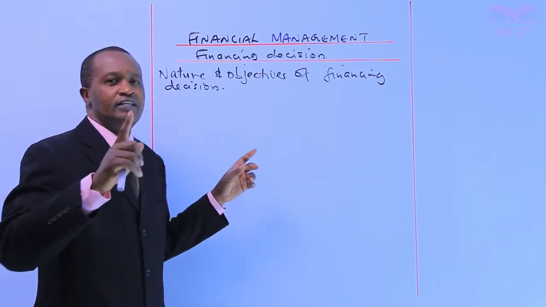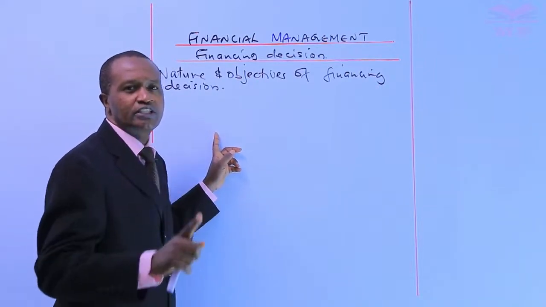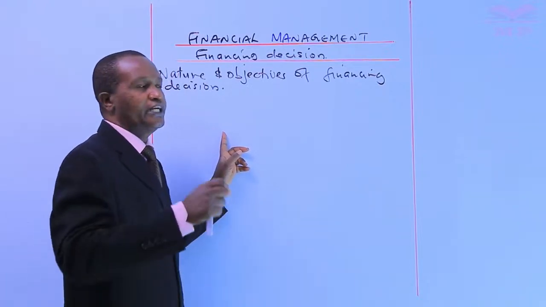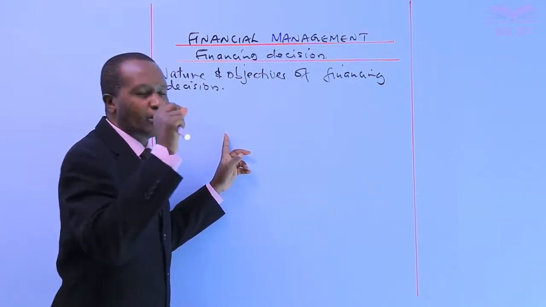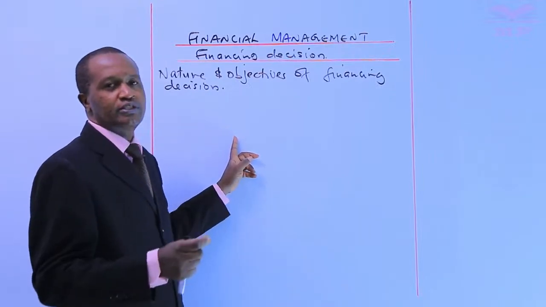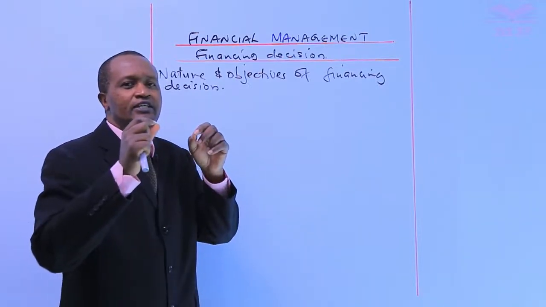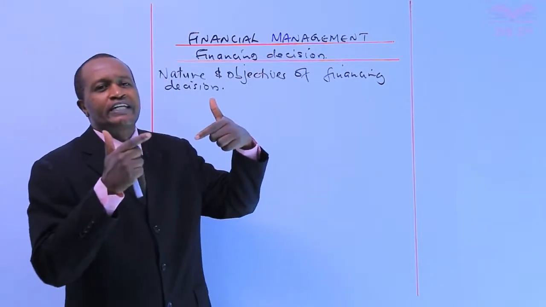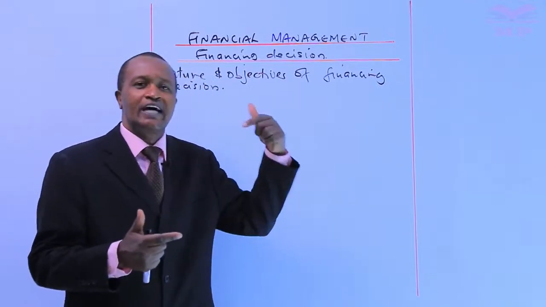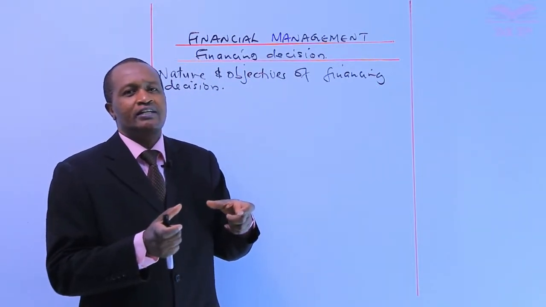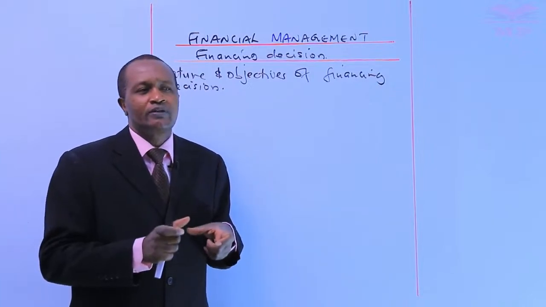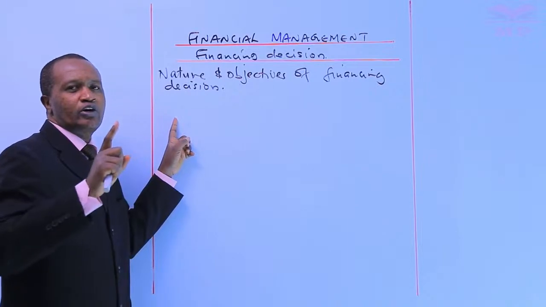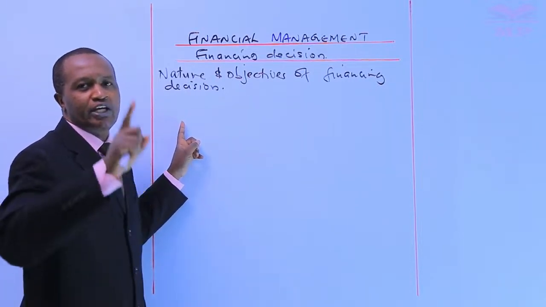And the reason is that the nature of financial decisions is influenced by prevailing microeconomic and macroeconomic conditions. The reason why the nature of financial decisions varies from one firm to the other is that the nature of financial decisions is influenced by the prevailing microeconomic and macroeconomic conditions.